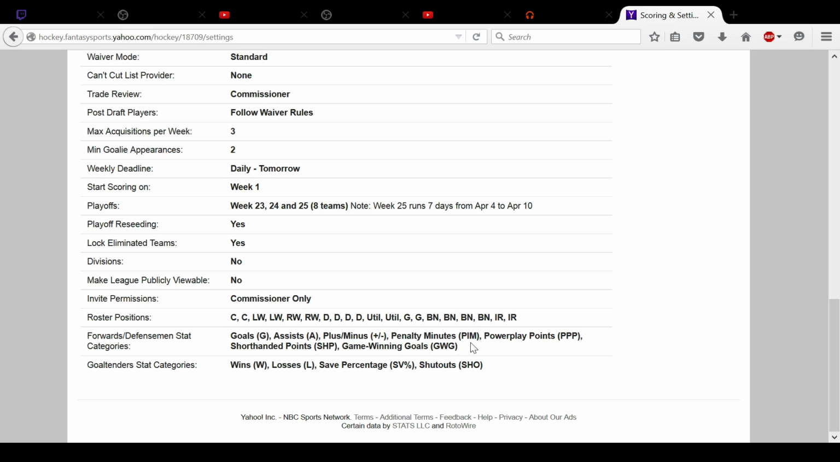So that's a very important category, and I think often when I'm evaluating two players, the number of penalty minutes and the shorthanded points, at least for the league we're playing in, is often the biggest differentiator, as well as plus minus, because I seem to not do well with plus minus, and that's a category where I need to improve.